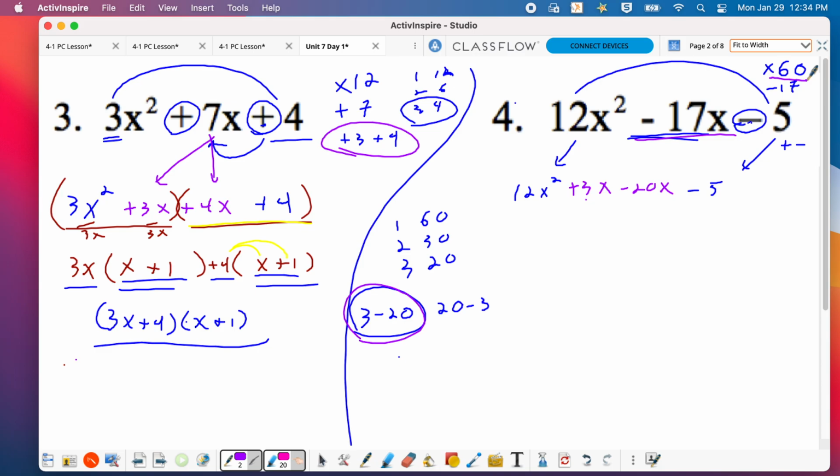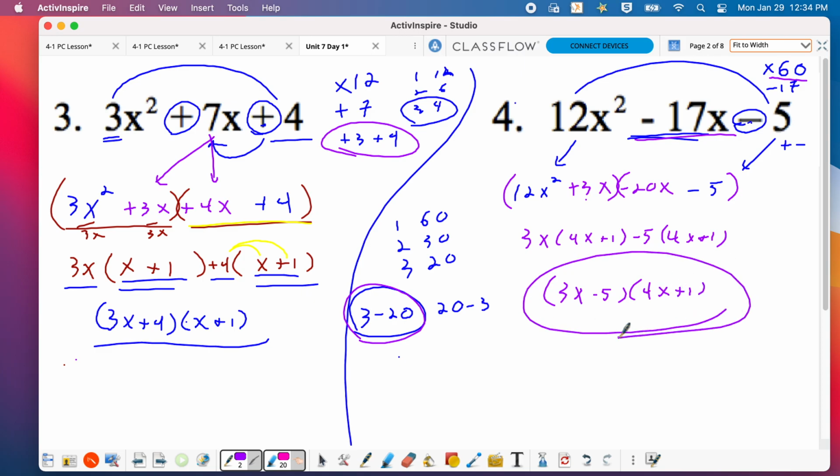If you're okay to here, pause it, group by 2, and finish it. Take out a 3x, 4x plus 1. I need a 4x plus 1 left over, so that means I need to change the signs. So I'm going to take out a negative 5. 3x minus 5, 4x plus 1. That's the factor. If we can do that, we should be good. If not, get in touch with me somehow.